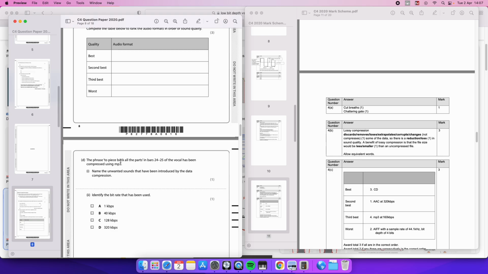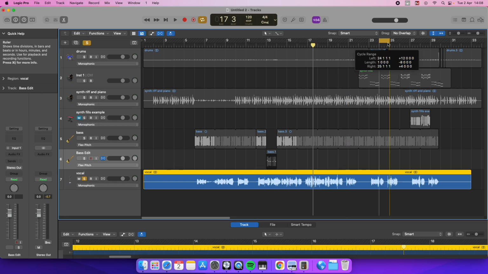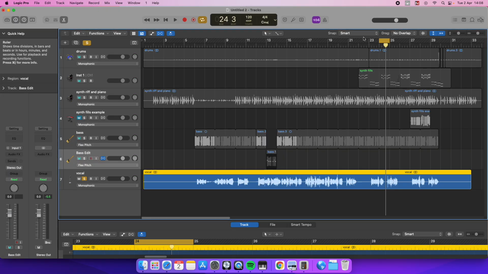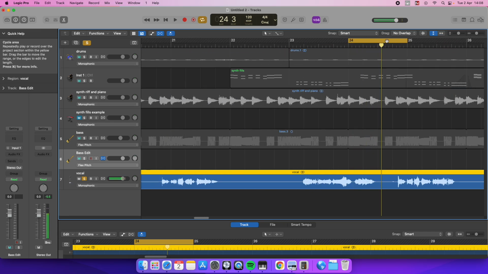The phrase to piece back all the parts in bars 24 to 25 of the vocal has been compressed using MP3. Why would you do that in the middle of a take? Some of these things are so dumb. 24 to 25. Okay. Name the unwanted sounds that have been introduced by the data compression. Did I have them in the right place? Oh, 24 to 25, so including this? Oh, it's never clear.